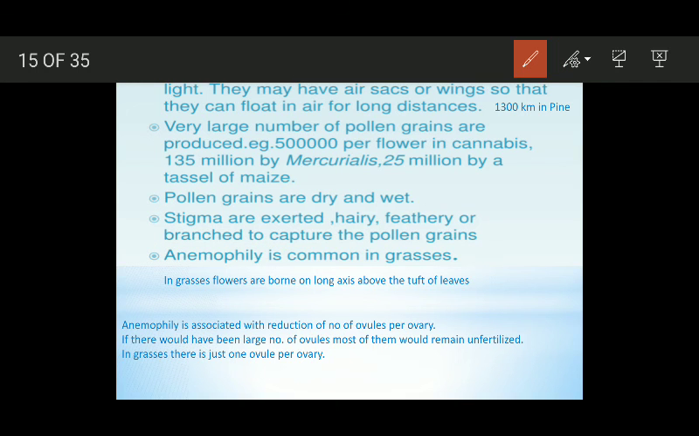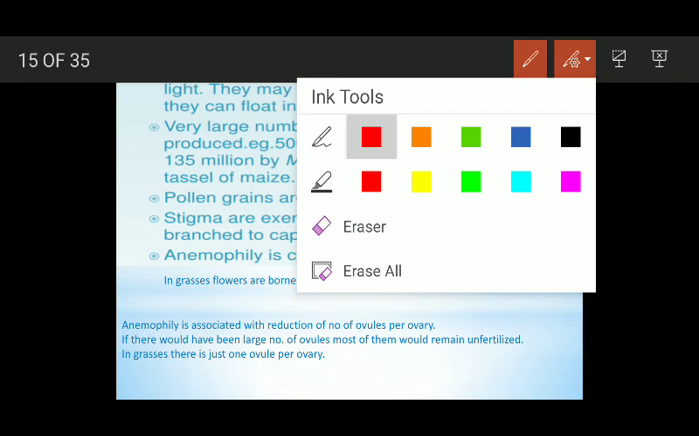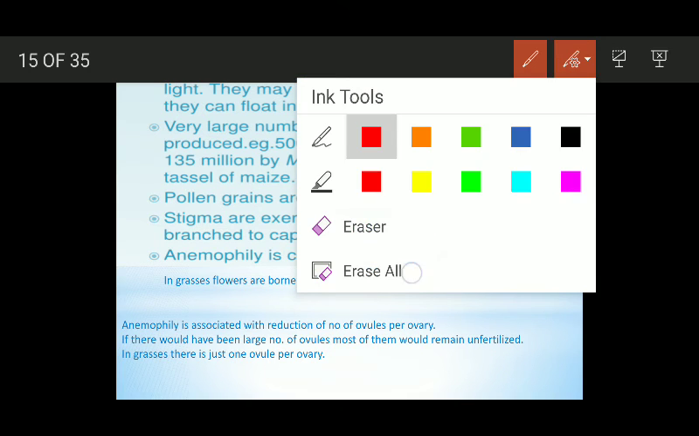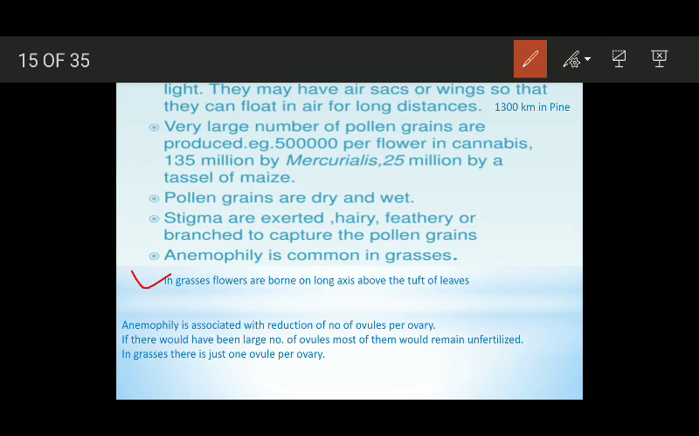Anaemophily is common in grasses. You can find anaemophily most commonly in grasses. In grasses, the flowers are borne on long axes above the tuft of leaves, and that is why the flowers in grasses are above the tuft of leaves.